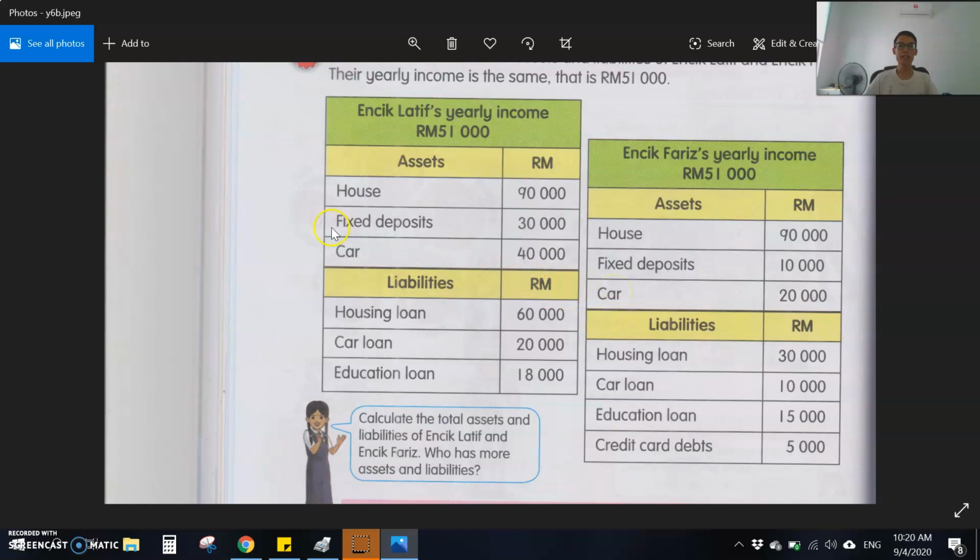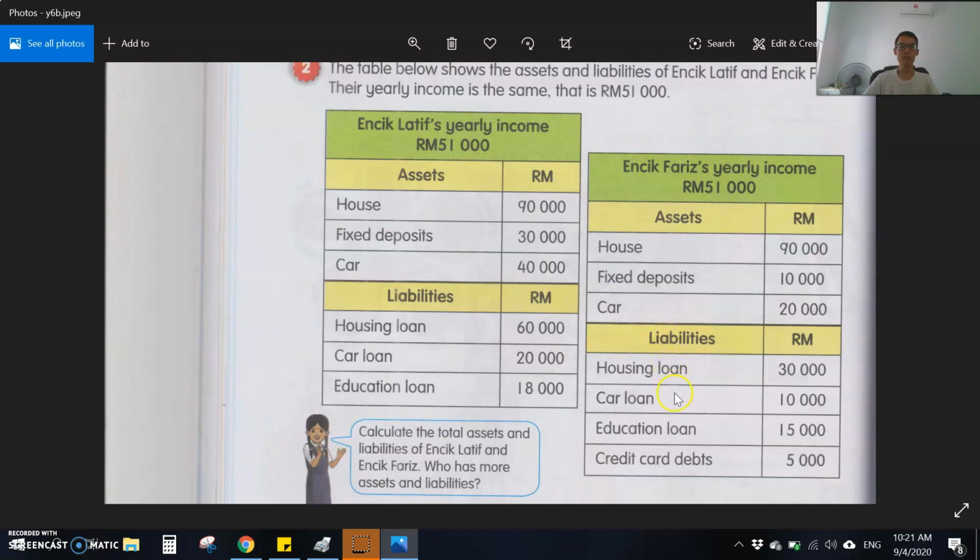Okay, macam mana cari? Awak ambil semua aset Encik Latif, tolak semua liability dia. Okay, kemudian yang Encik Faris punya, awak tambahkan semua aset dia dan tolakkan semua liability dia. Okay, yang baki itu awak tengok siapa punya lebih tinggi. Okay, siapa punya lebih tinggi, dialah yang lebih pandai menguruskan kewangan.